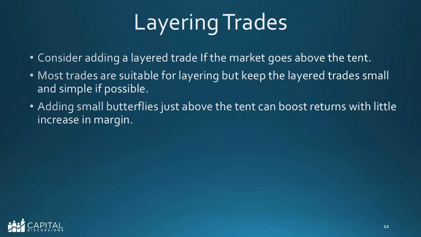And this is something new from January about the layering. Dan's been adding smaller butterflies or other types of trades to try and lift the T+0 line and get more profit out of the trade. So if the market's above the tent, that's the time you want to start thinking about layering. Most trades are suitable, but you want to keep them small. If you have, say, a 6 or a 10 lot, you might want to do a 1 lot butterfly, for instance. We would call it a baby butter.